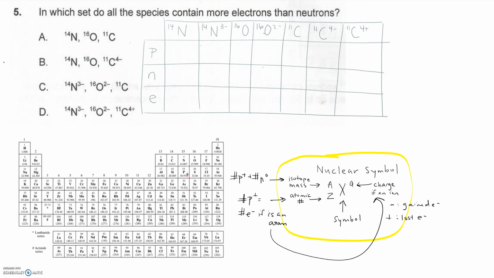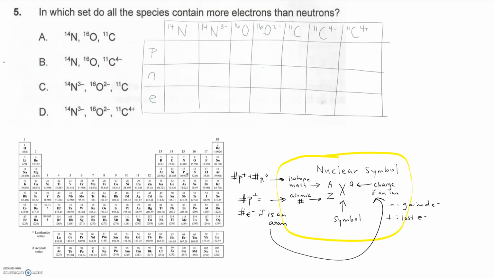If, however, the item in question is not an atom, but it is an isotope, we go over here where the Q is. Q represents the charge of the ion, and we either can gain or lose electrons. If we gain an electron, it means that we're going to have a negative charge overall, and if we have lost an electron, it means that we're going to have a positive charge overall. And X just represents the symbol.